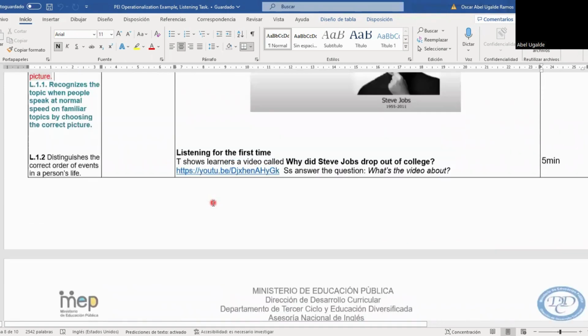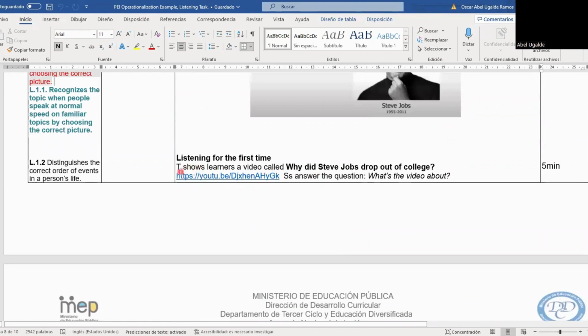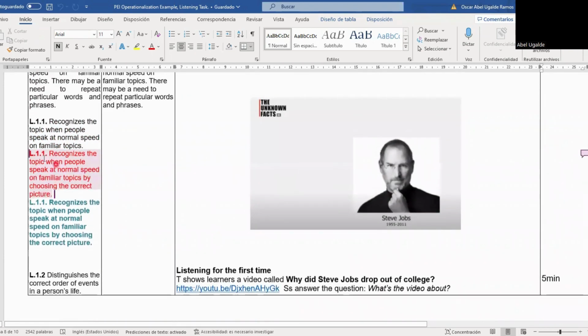So if we look at what other students are going to do, they are going to listen and they are going to choose what the topic of the video is by selecting words. In this case, Ignacio and Oscar, they might have some problems in reading and writing. So we're going to be using images. Also remember, this is listening. This is not reading, it's not writing, it's listening.